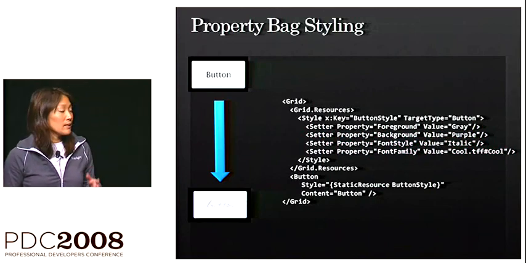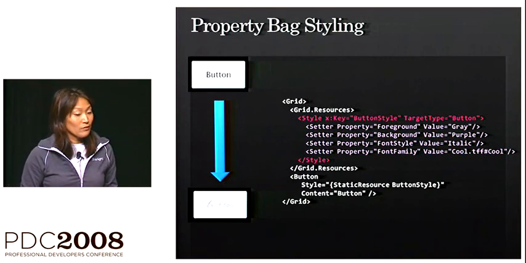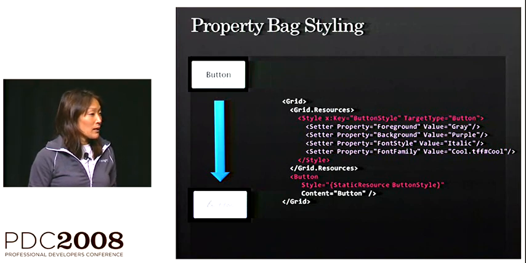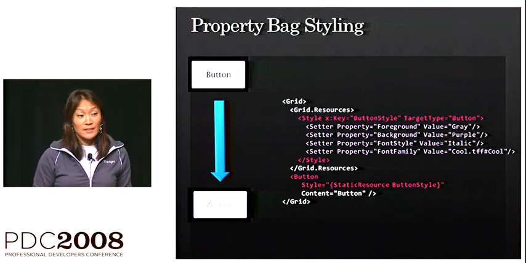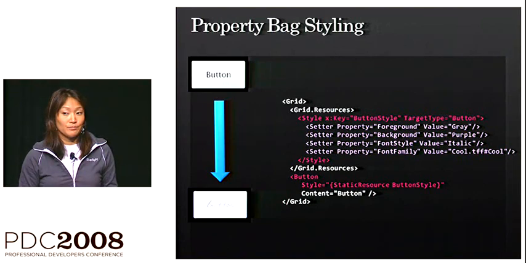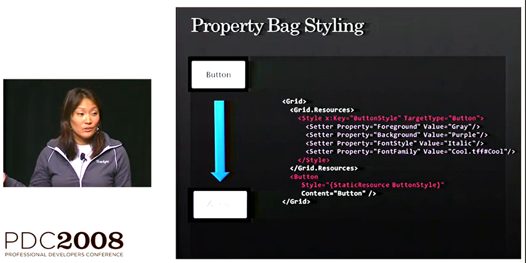Now, the way I use this style is through something called a static resource reference. So I'm taking my button down there, and I'm setting the style property to that style resource that I just defined using the static resource syntax. And that very briefly is styling in Silverlight 2.